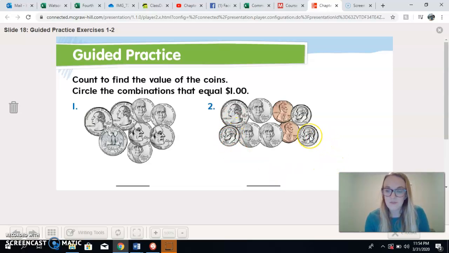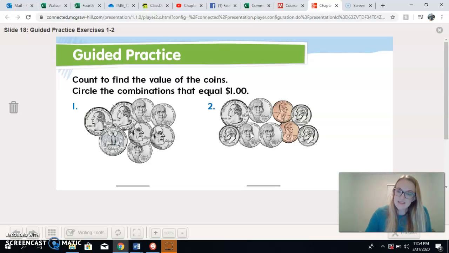35, 45, 55. So I have nickels, and nickels are worth 5 cents each. So remember that. I'm going to go ahead and start over. 25, 35, 45, 55, 60, 65, 70. And remember, pennies are worth 1 cent each.